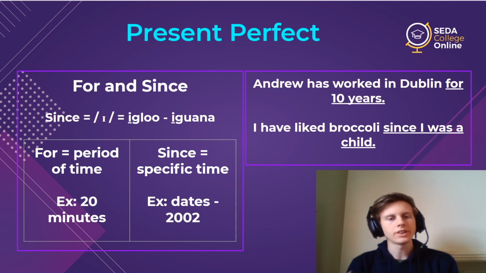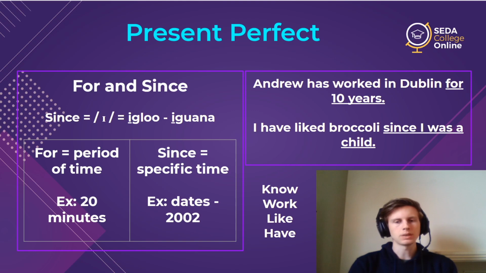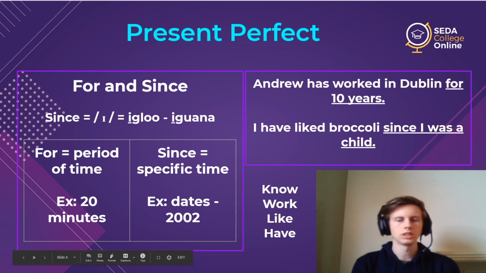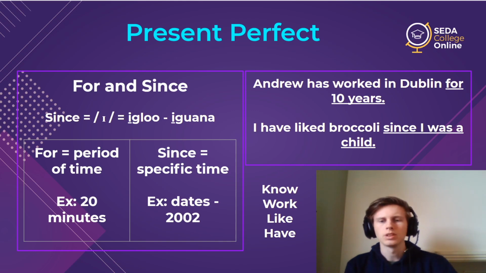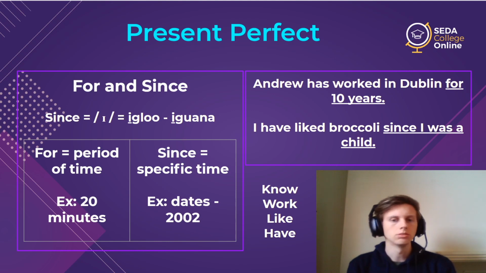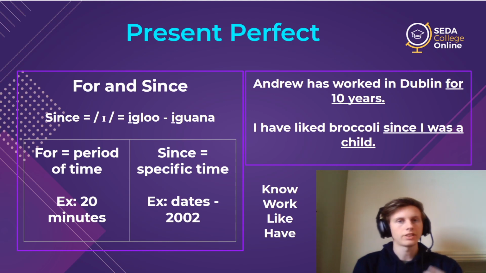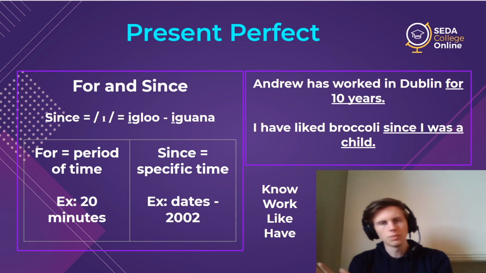So these rules are very, very regular, very set. There are really no exceptions here. It's going to be for a period of time and since for a specific time. And often it will be with these verbs in the present perfect. So verbs like this: know, work, live, have. They're called non-action verbs, meaning there is no action, there is no activity. You either know or you do not know. You either like or you do not like. You either have or you do not have. There's no action in between. It's a yes or a no idea.